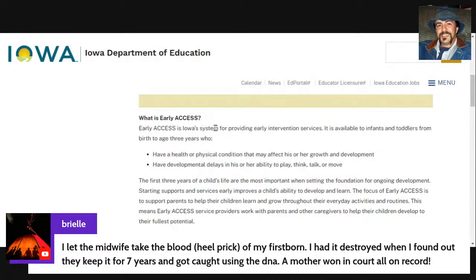Early access is Iowa's system for providing early intervention services. Folks, you already provided them the intervention when you signed them up for the birth through registration. That's an intervention program. It's for people that don't know how to take care of their children. The state can then step in and provide care for them through the financial documentation. And if you don't think I'm well aware of foster care and orphanages and how it works, you might be a little wrong.